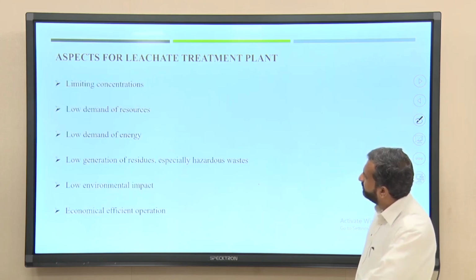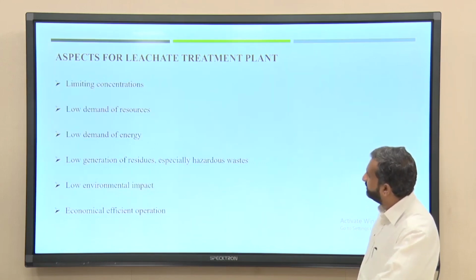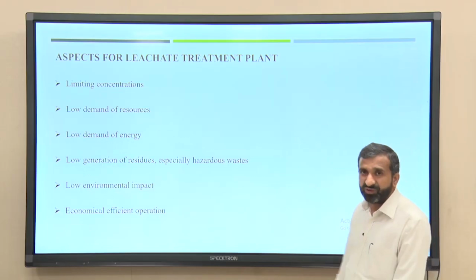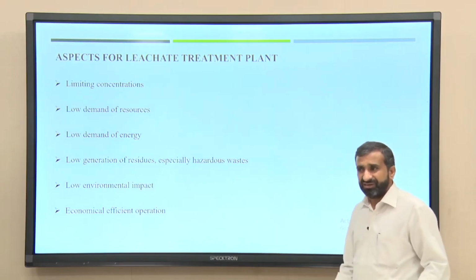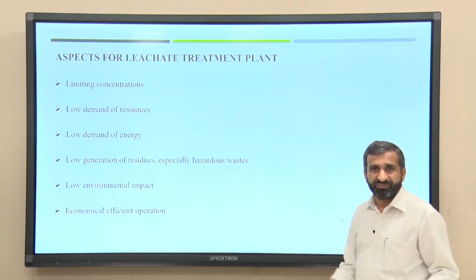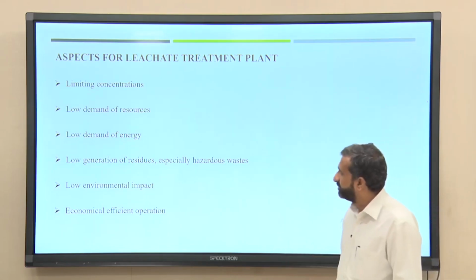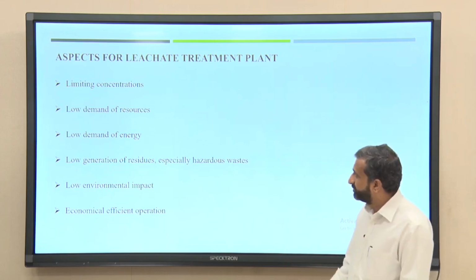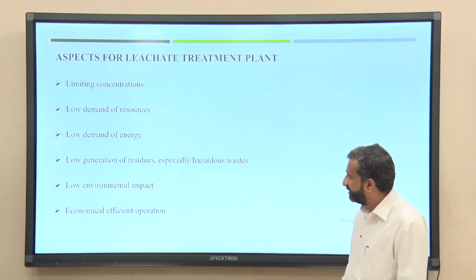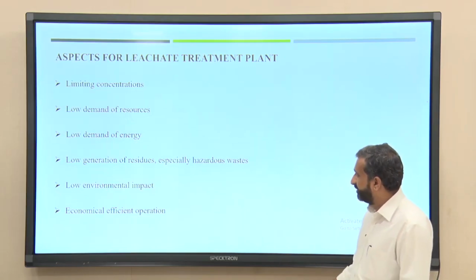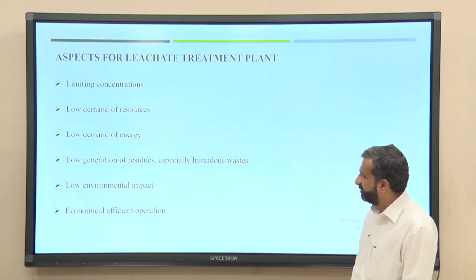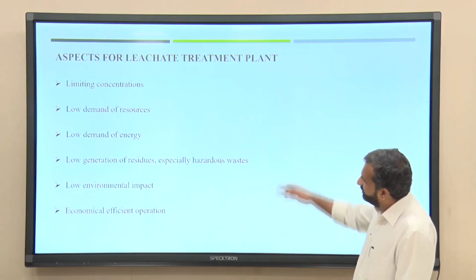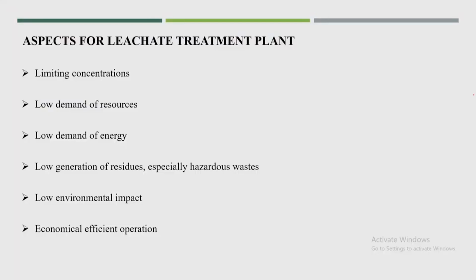So, what are the aspects for leachate treatment plants, and finally, what has to be looked upon? The limiting concentration. Whatever the concentration of pollutants, it should be as low as possible, with low demand of resource, low demand of energy, low generation of residue, low environmental impact, and economically efficient operation. I think these are the criteria the treatment process has to meet. Okay.